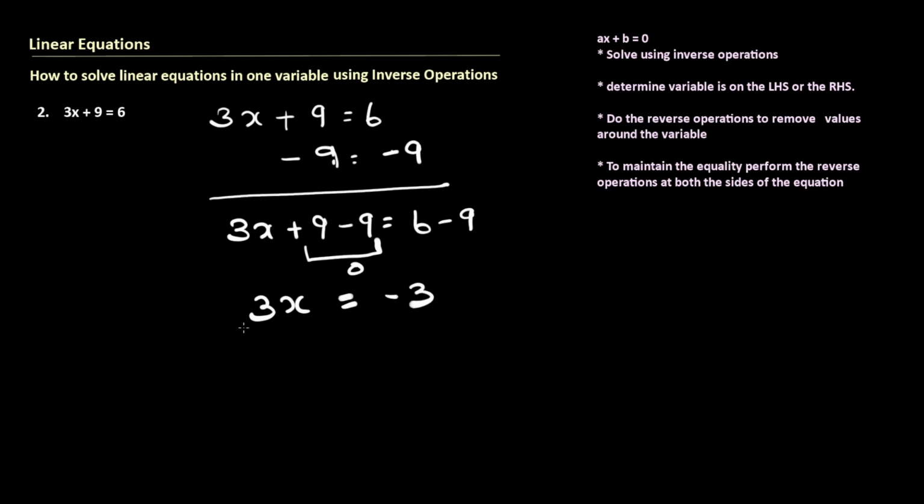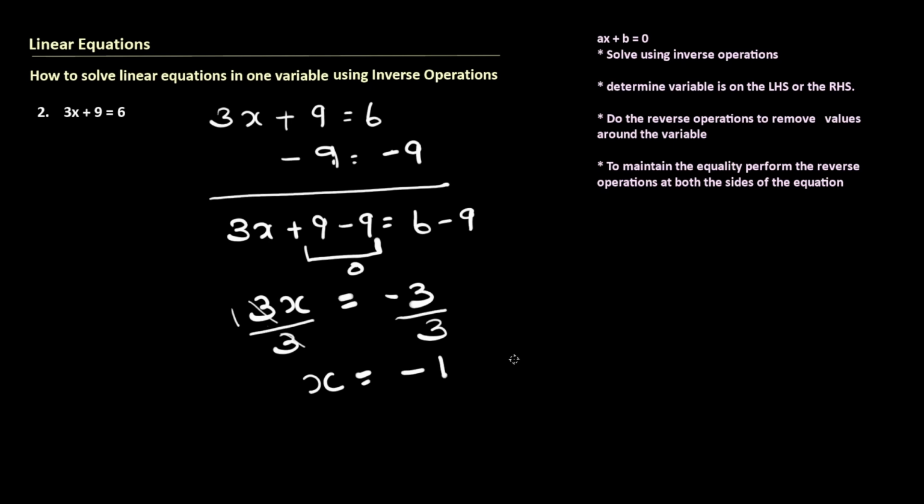Plus 9 minus 9 becomes 0 and only 3x remains on our left hand side, and 6 minus 9 is minus 3. Now let's look at our equation: 3x equals minus 3. We need to remove 3 from this side of the equation. So to remove 3, we are going to divide the equation by 3 on both sides. So 3x divided by 3, 3 divided by 3 becomes 1, so only x remains on our left hand side. So x equals minus 3 divided by 3, which is minus 1. So x equals minus 1.